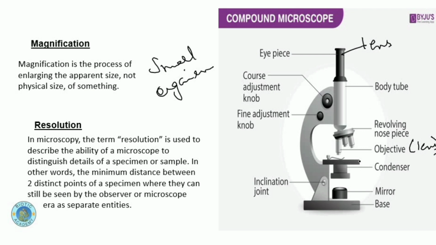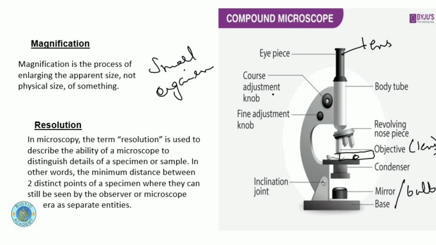Now this is the stage where we place the slide of the organism which we want to see under the microscope, and this is the condenser. This part, called the condenser, is used to adjust the light rays in order to see a clear image of the specimen, whatever we want to see under the microscope. Now here is the source of light. It could be a mirror or it could be a bulb, depending upon the variety of microscope which you are using. This is the base which helps to maintain the proper alignment of this optical instrument.